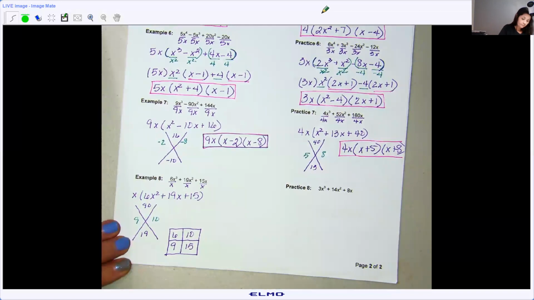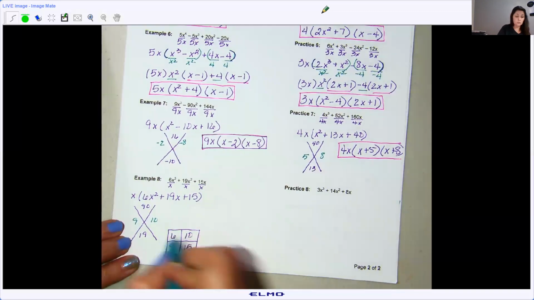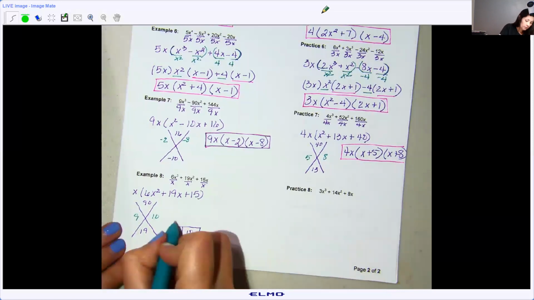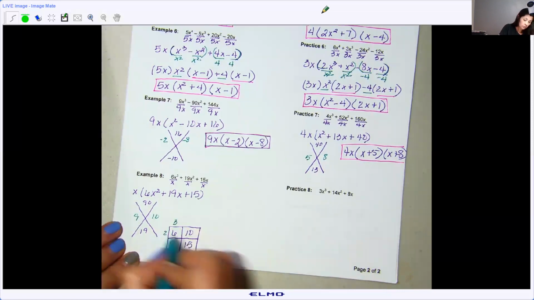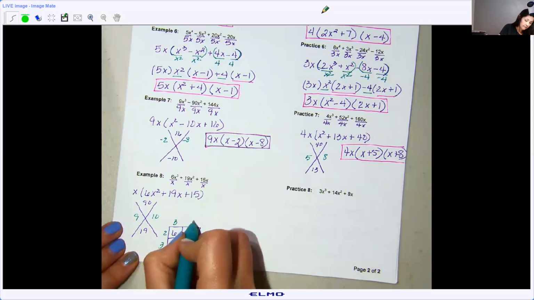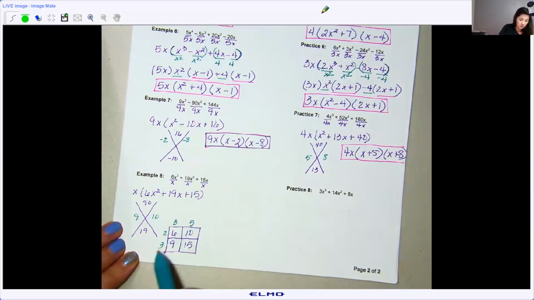Okay, so I wanted to start with 2 and 3, but I noticed that nothing times 3 is going to give me 10. So I'm going to go with 3 and 2. 3 times 2 is 6. 3 times 3 is 9. So what times 2 gives me 10? 5. And then 5 times 3 gives me 15.